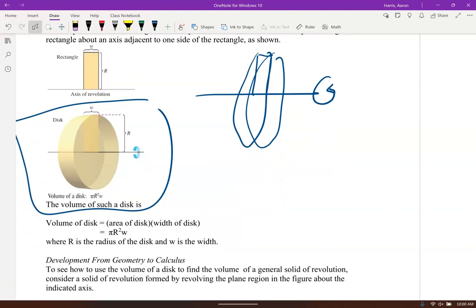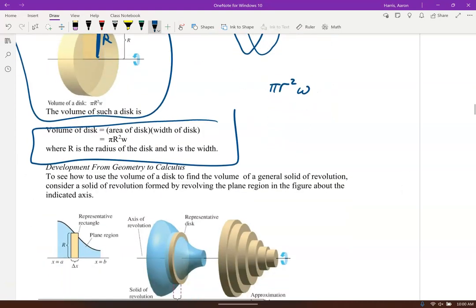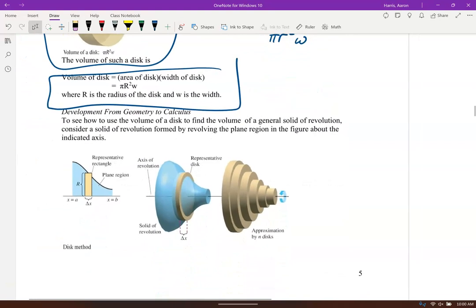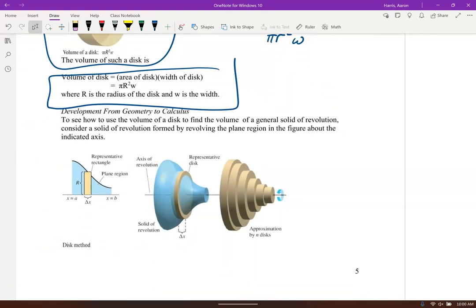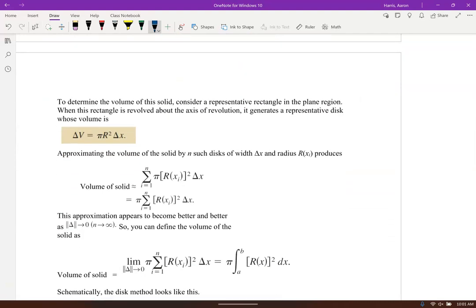And then the volume of that would be the area of the base, all right, pi r squared, times the width of the disk, right? And r, capital R, this is our radius of the disk, okay? So your development from geometry, if you want to think about this, is we've got all these disks being summed up, and we're going to run this limiting process on that as well, where the delta x is our width of that disk, right?